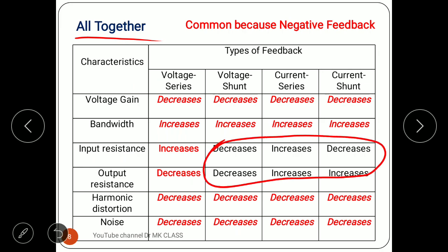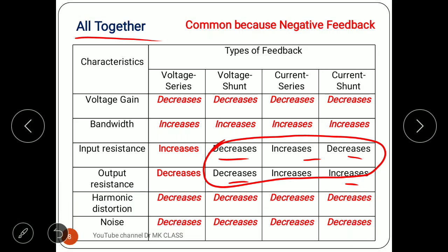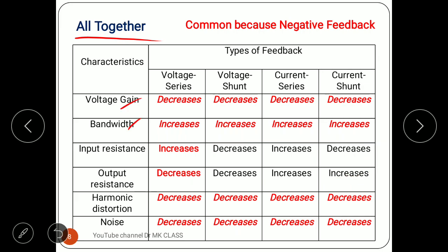So where it will decrease, where it will increase, we have to remember. Input resistance, you can make it as decrease, increase, decrease, and decrease, increase, increase, so like that you can remember here. Otherwise there is a derivation, so among that you can remember through them. But here if you want to practice this one, voltage gain, bandwidth, harmonic distortion and noise, you can write it at a time as it decreases or increases because of negative feedback.